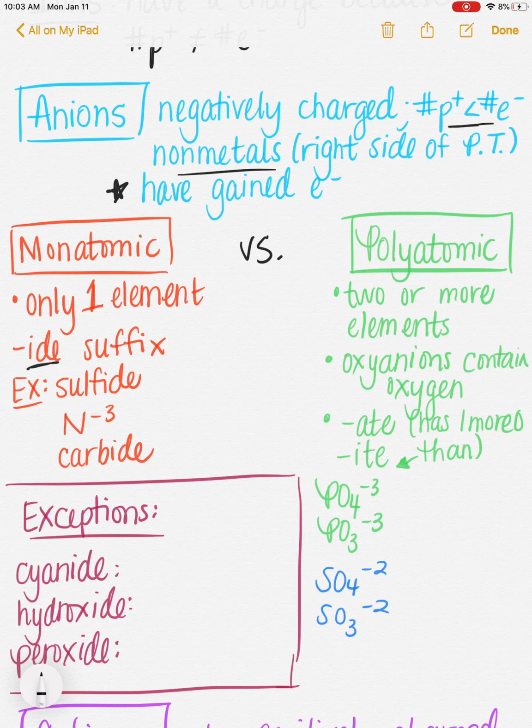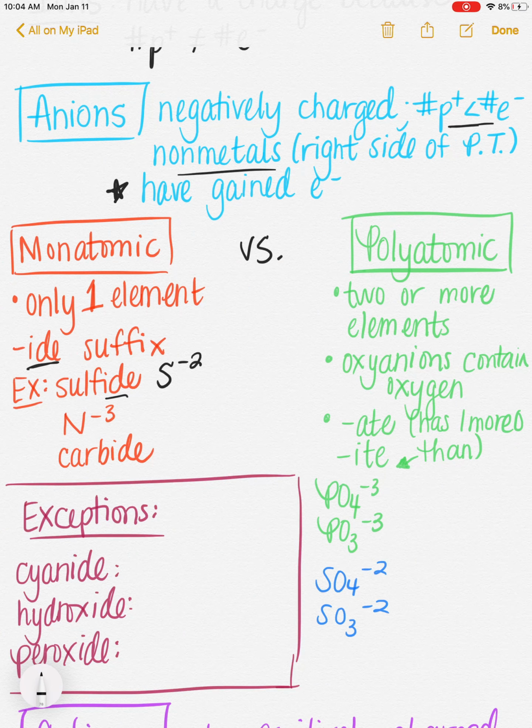So an example, sulfide. Sulfide has the ending -ide, and it is based off of the element sulfur. The symbol for sulfur is a capital S, and if I take a look at my periodic table, sulfur is 2 columns away from the noble gases, so it is going to have a 2- charge because it would need to pick up or gain 2 electrons in order to become stable like a noble gas and satisfy the octet rule.